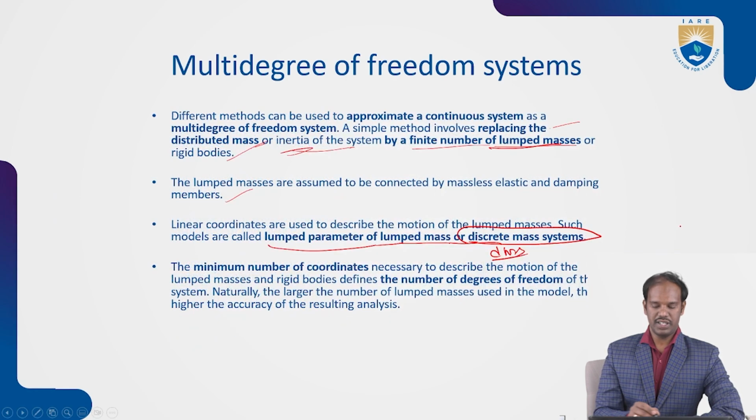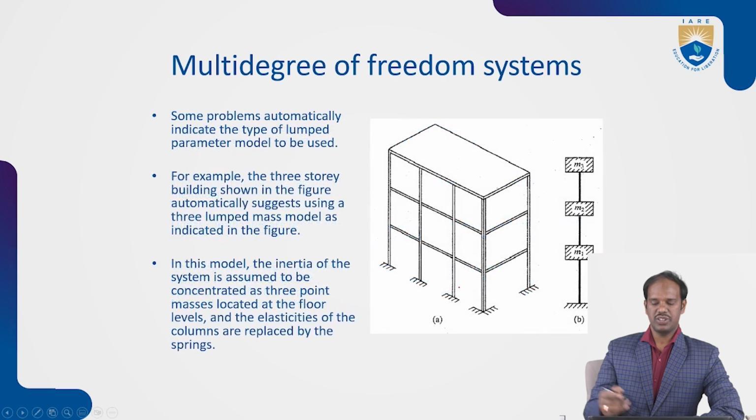Discrete models. A minimum number of coordinates are necessary to describe the motion of the lumped mass system of a rigid body. The number of degrees of freedom of this system will naturally be larger than this lumped mass system, and higher accuracy will give higher quality results. So this is one example we have taken: a 3-story building, with each floor as a mass.